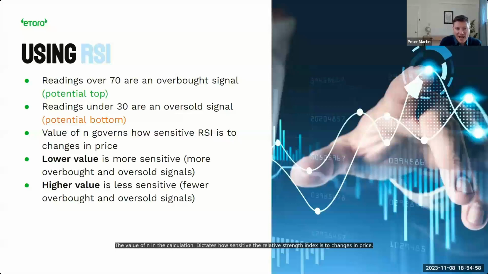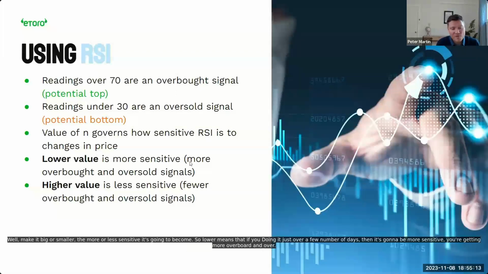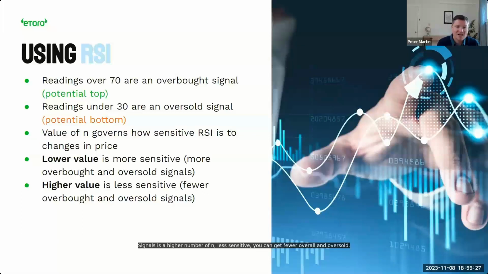The value of N in the calculation dictates how sensitive the relative strength index is to changes in price. You play around with that. Make it bigger or smaller, and it's going to become less or more sensitive. So lower means that if you're doing it just over a fewer number of days, then it's going to be more sensitive. You're going to get more overbought and oversold signals. Use a higher number of N, it's less sensitive. You can get fewer overbought and oversold signals.